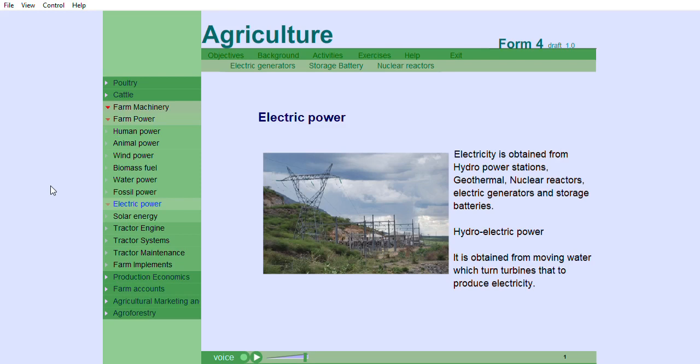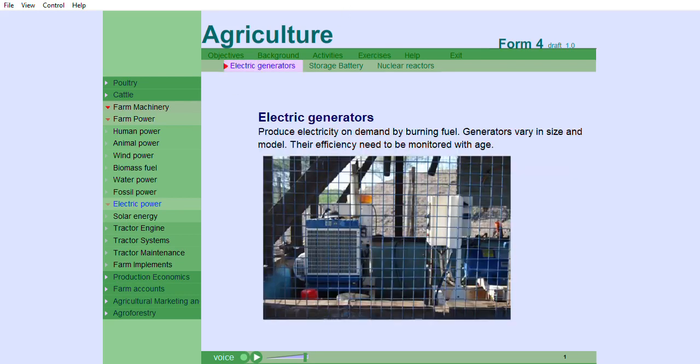Electric power. Electricity is obtained from hydropower stations, geothermal, nuclear reactors, electric generators, and storage batteries. Electric generators. They produce electricity on demand by burning fuel. Generators vary in size and model. Their efficiency needs to be monitored with age.